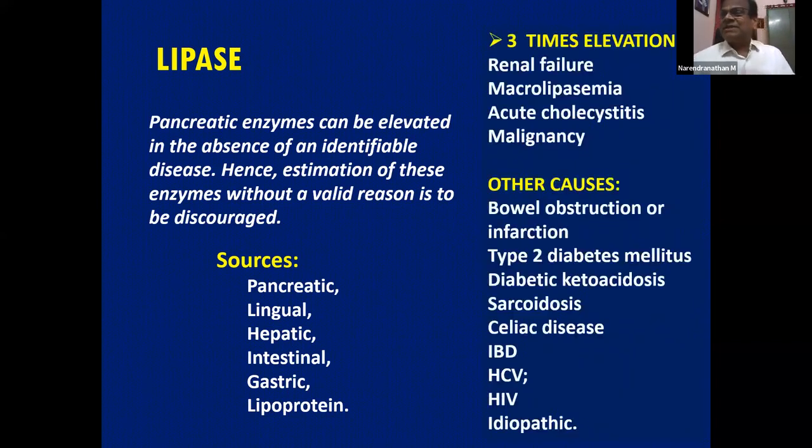It is more than 3 times elevated in renal failure, macrolipasemia, you know about macroamylasemia, acute cholecystitis and malignancy. So possibly that may be one of the clues that you are dealing with malignancy. There are many other causes like HIV, HCV, and there is an idiopathic cause also. So possibly amylase and lipase were not indicated in this person. Okay, that's what I wanted to say.